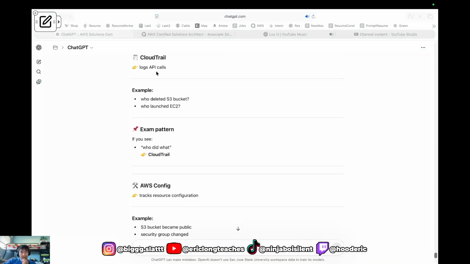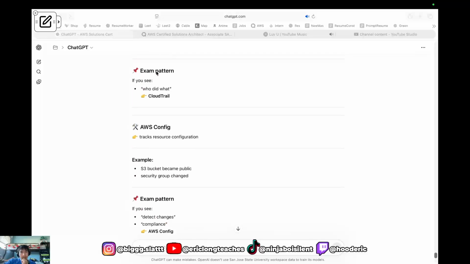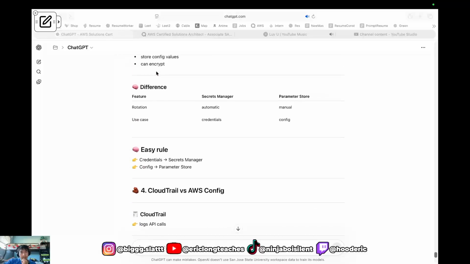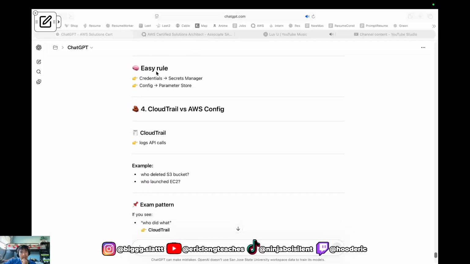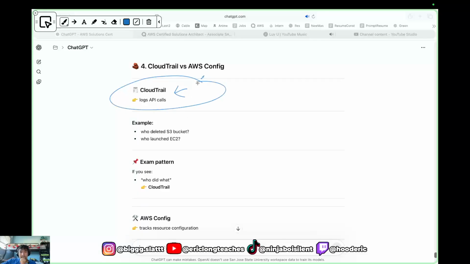Okay, let's go ahead and move on to the next section, which is CloudTrail and AWS Config. So CloudTrail, I guess it looks at your trail, so it just logs your API calls. Kind of like a monitoring system, so I'd say CloudTrail.